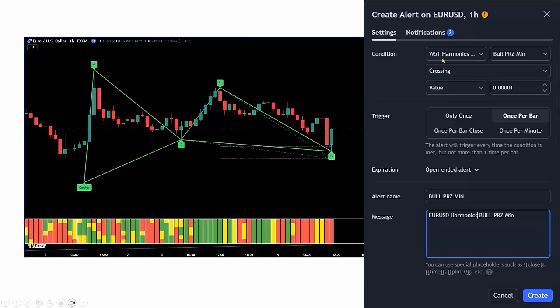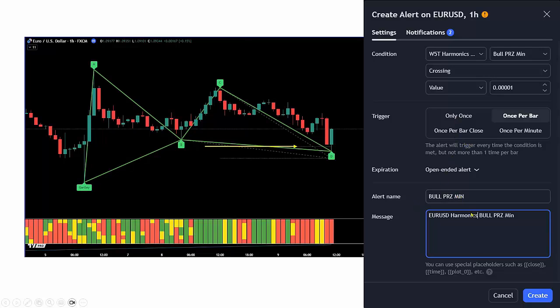So in the settings for alerts on Harmonics on TradingView, we can see when a D pivot or when the candle goes into the PRZ, we can set a rule for an alert. So we can say bull PRZ minimum. So the minimum requirement for that to complete in this zone has been hit. We can give it a value of 0.0001, so just breaking, or you can just put it as 0, so it just touches. In this case I put once per bar. You can have once per minute, purely because you're on an hourly time frame, or bar close, or only once.